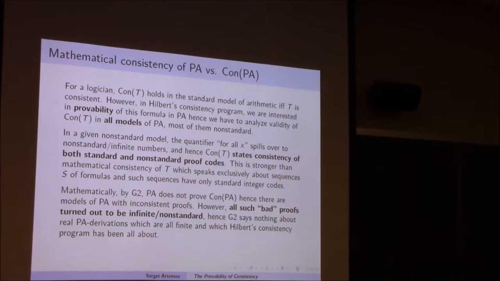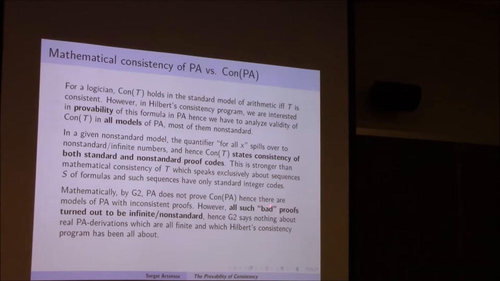So Con_PA is stronger than the mathematical consistency of T, which speaks exclusively about sequences of formulas, and such sequences can only be standard. This is a very obvious secret, but it was not publicly assumed as a real feature of what's been going on. Now it's even worse. So mathematically, by G2, Peano doesn't prove Con_PA. Nobody doubts this. Con_PA as a formula is not provable. Hence, it's an easy argument. It fits in these five lines.